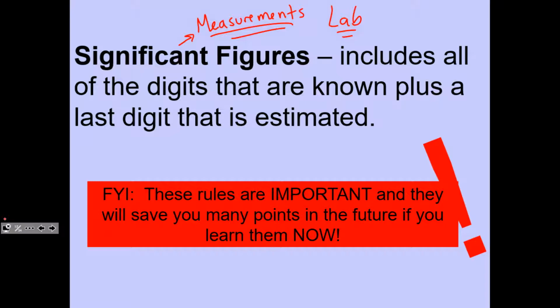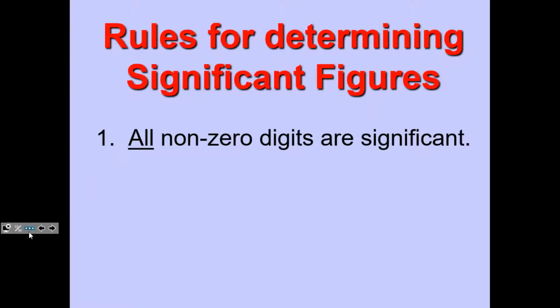These rules are important. They will be in every calculation until the end of the school year. So this is crucial. So let's get to it. Here's rule number 1. Pause as needed to go through these rules. Pause if you need a second to just absorb and reflect.